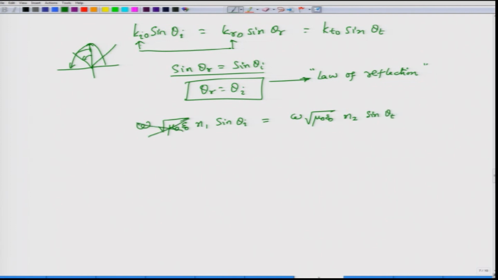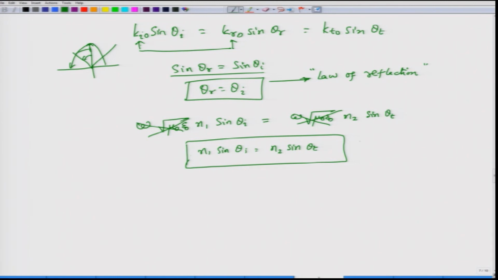Clearly this will go away, since all the waves will have the same frequency, and this component therefore goes away. So, what we are left with is the second Snell's law, which tells us that n_1 sine of angle of incidence must be equal to n_2 sine of angle of refraction. This is your second Snell's law, which is called the law of refraction. So, both Snell's laws turn out to be simple phase matching conditions, and you can use these equations to predict the angle theta t and understand the phenomenon of total internal reflection.